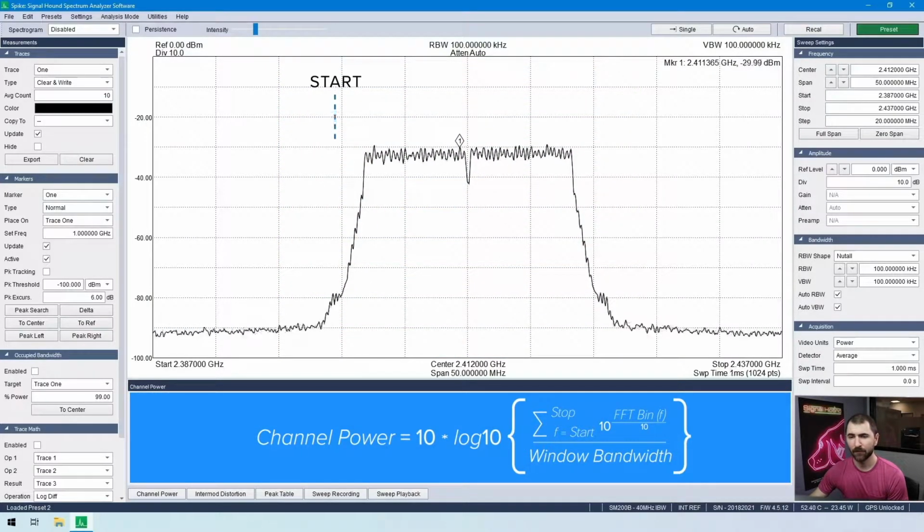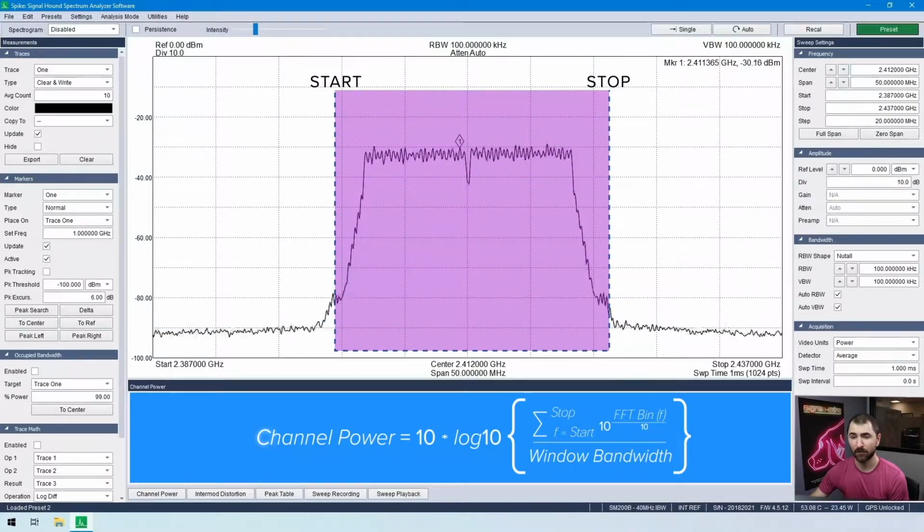The equation for an integrated bandwidth channel power measurement is shown here. The channel power measurement sums all frequency bins within the user-specified channel bandwidth. The summation is performed in linear units. The FFT window bandwidth is divided out, and the result is converted back to log scale.